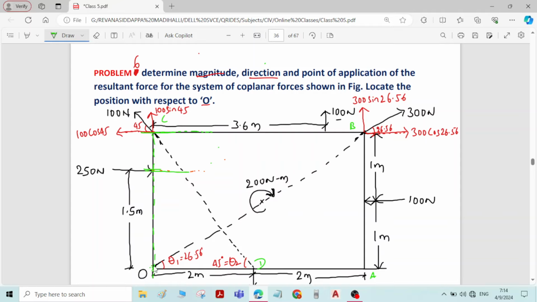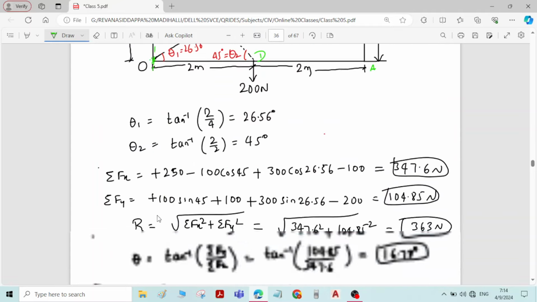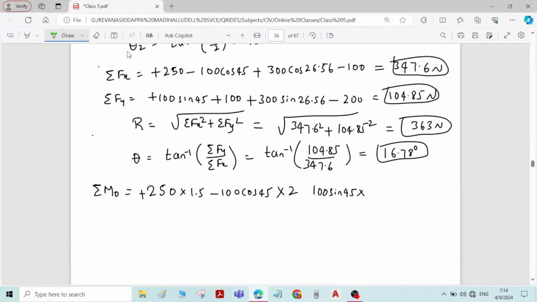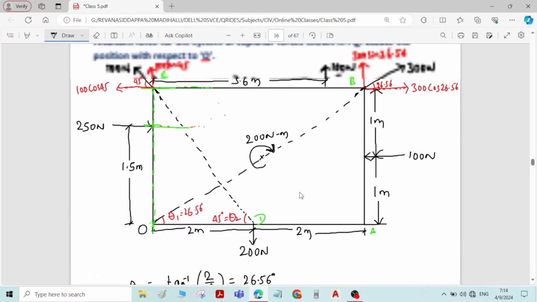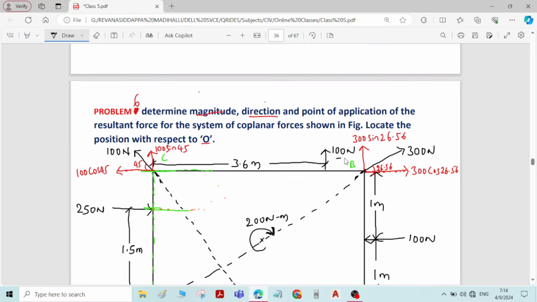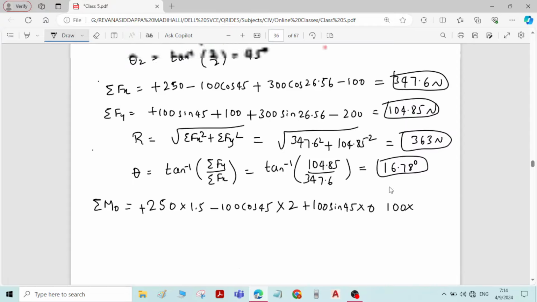Point O lies in the line of action of the 100 sin 45 force. So there is no distance of point O from the line of action, so you can directly write it as 0. Put plus or minus, it will be 0 only. Now we will go to the 100 Newton force here. 100 into, what is the perpendicular distance?